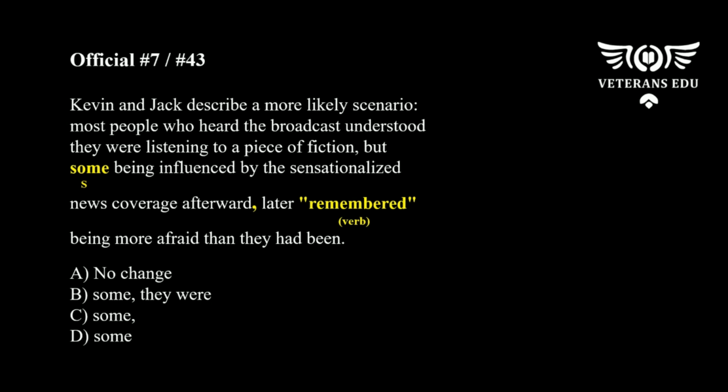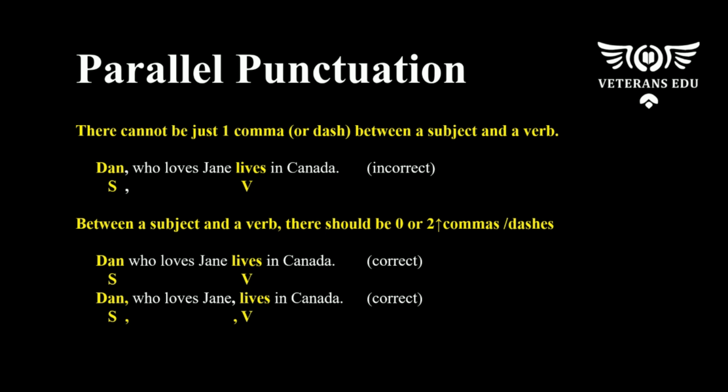So what is our answer? Well, parallel punctuation states that you gotta have either 0 commas or 2 commas, right? So the answer choice is going to be either B or C, but B will have another sentence inside a modifier and it's unnecessary, so the answer is C. This is called parallel punctuation, so remember, between a subject and a verb, you're either going to have 0 or 2 commas or dashes.